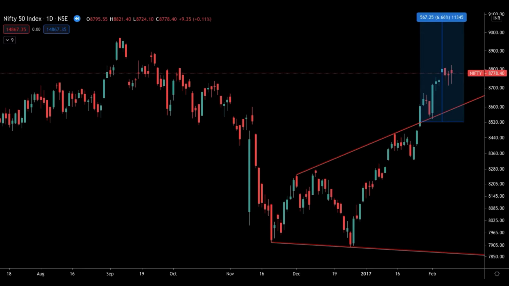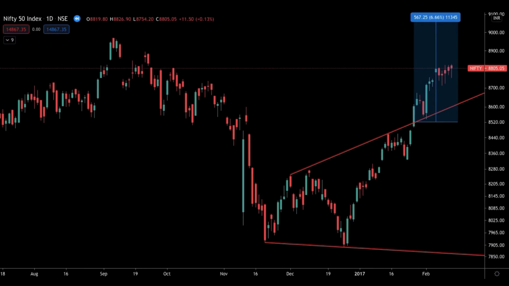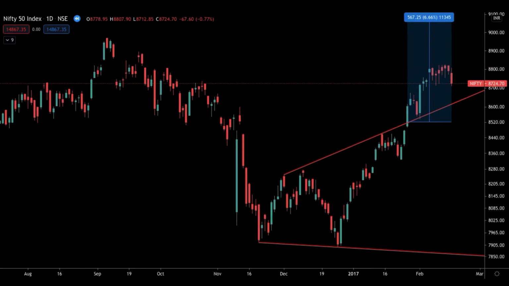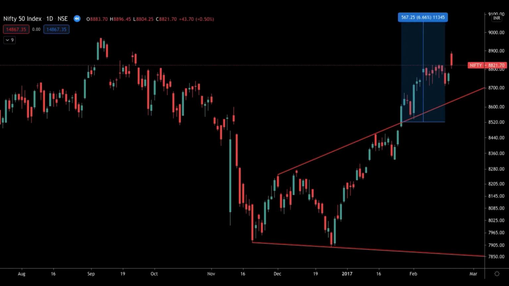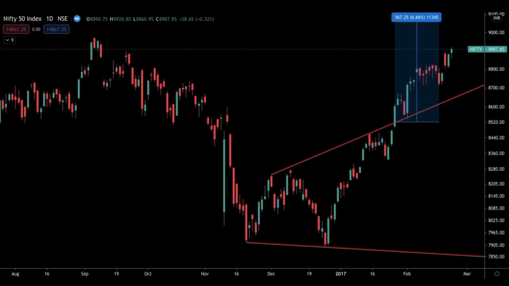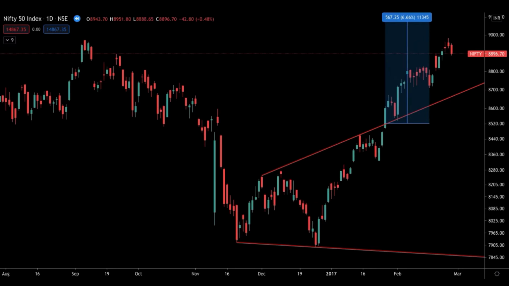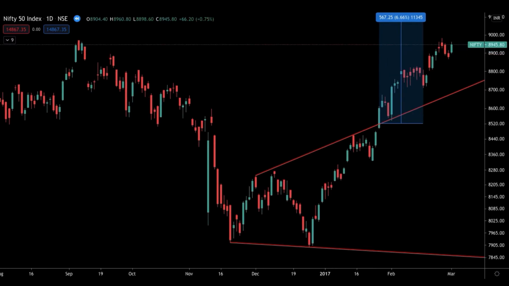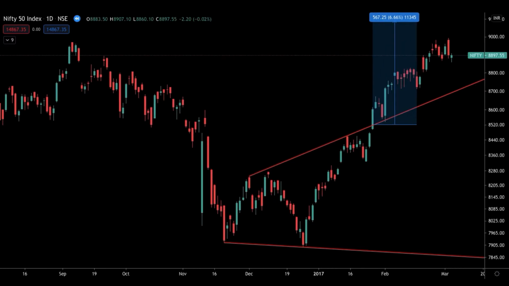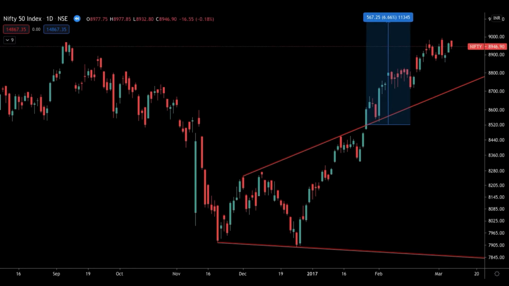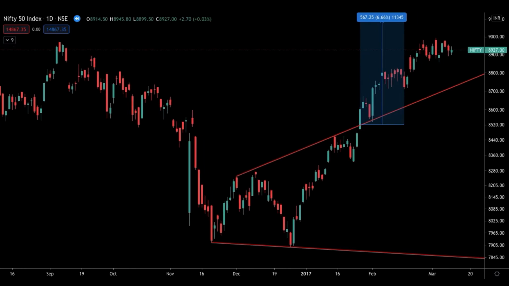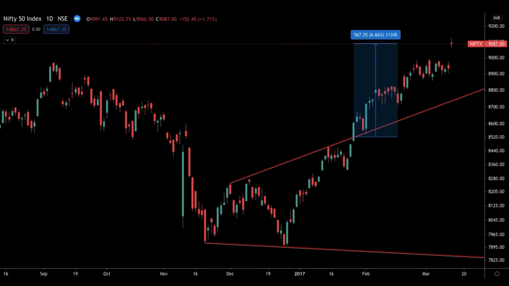We are in profit currently. Nifty has started consolidating. Now let's see if Nifty gives a big move of 6.66% over the next few days. Here, 14th March 2017, we achieved our target.